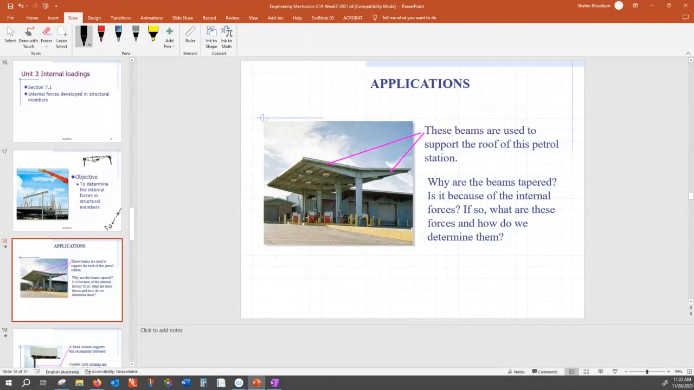So why does this structure have a thick section here, but a thin section here? That tapered shape, is there a reason behind it? Well, first of all, let's go to some more basic questions. Is this a beam or bar?